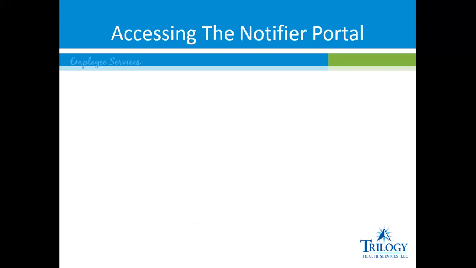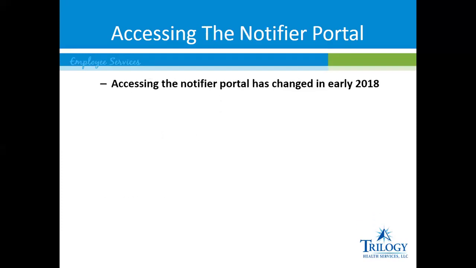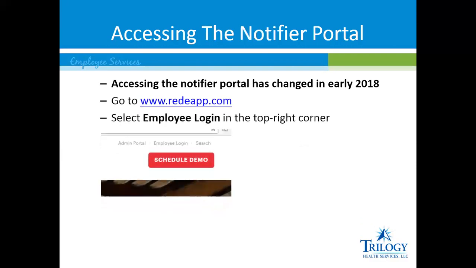So we'll start with accessing the notifier portal. This is something that will change, and Taylor will guide us through this process. Perfect. So starting in early 2018, accessing it has changed. When you go to redeapp.com, you will actually select employee login from now on. This is in the top right corner of the website in gray. You don't want to use the admin portal link anymore, hence the little red mark through it. It's very important that moving forward, you only use the employee login.